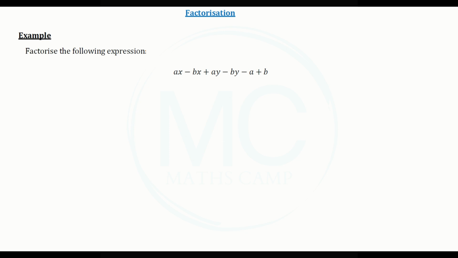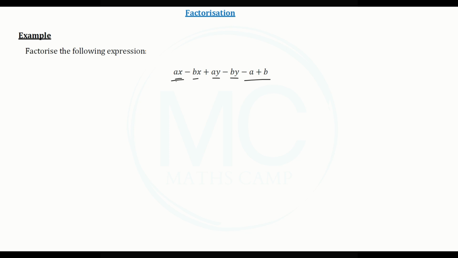ax minus bx plus ay minus by minus a plus b. Now, the point when working with questions like this is to find a common factor in a set of terms. We have x and x, y and y, but no common factor over here. And the reason why we call this grouping of pairs, let's begin here, is because we create two pairs of terms. So let's have a look here.